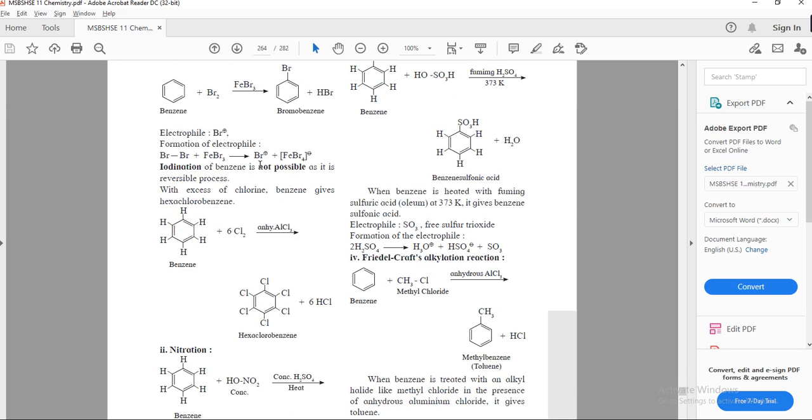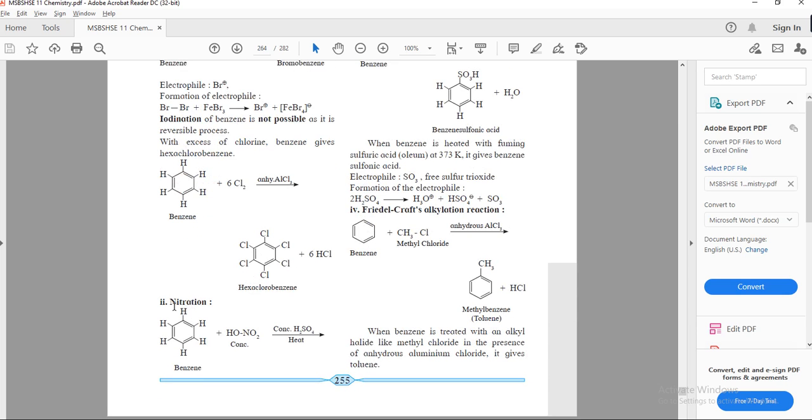When we are using Cl2 in large excess, in the presence of anhydrous aluminium chloride as a catalyst, benzene will give what? Hexachlorobenzene. Hexa means each hydrogen on the benzene ring is replaced by a chlorine atom. So the second reaction is what?